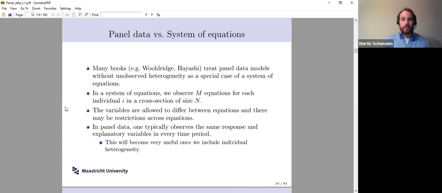And you could also treat the models as a system of equations. Because here we do not make any use of the additional information that we have by having the same individual over different periods of time and using the same variables. We do not exploit the power of panel data yet. Okay.